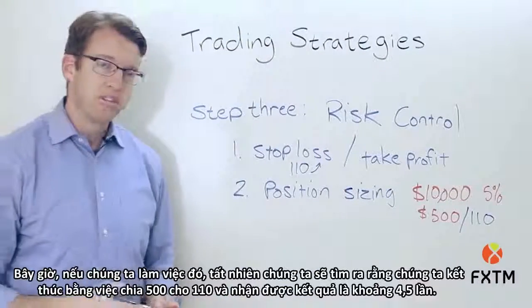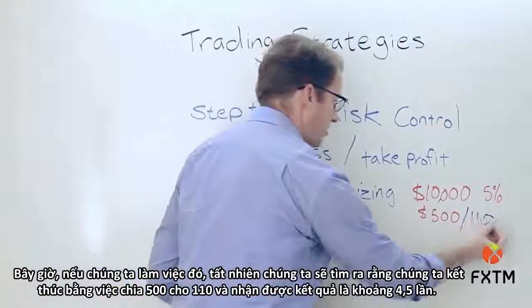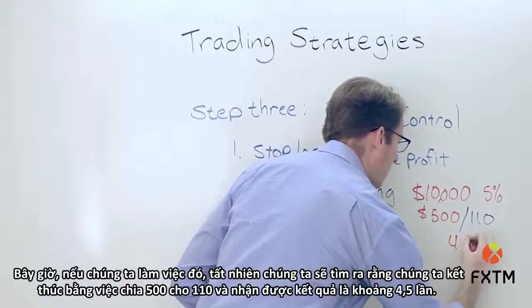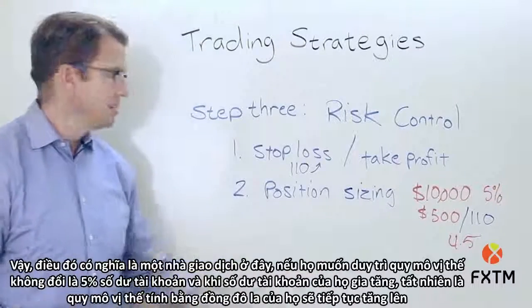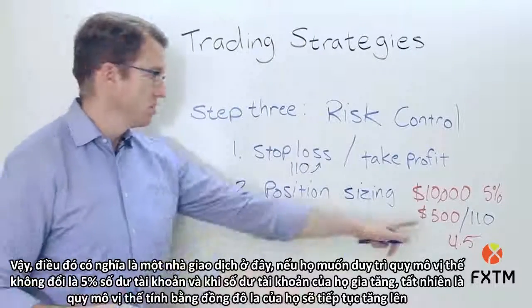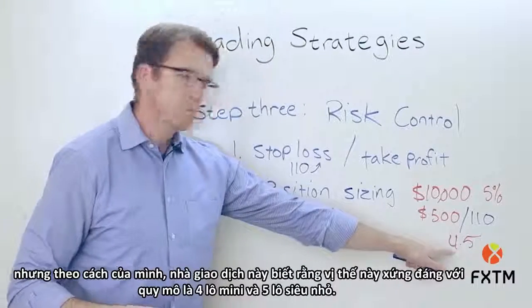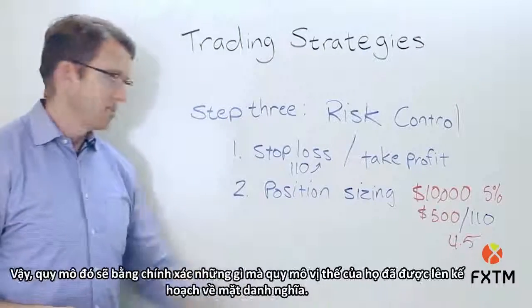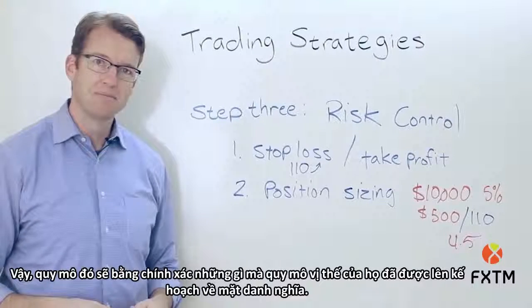If we do that, we'll find that 110 goes into 500 about 4.5 times. So that means that a trader here, if they wanted to maintain a consistent position size of 5% of their account equity, and as their account equity grows their position size in dollar terms is going to continue to go up, knows that this position deserves a size of, let's say, 4 mini lots and 5 micro lots. That would equal exactly what their position size was planned to be in notional terms.